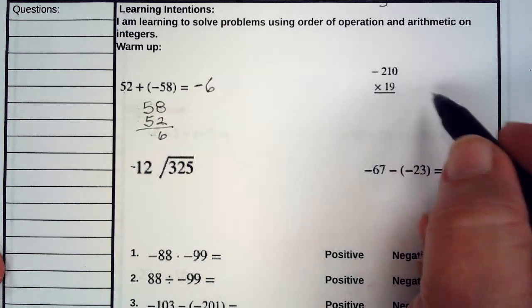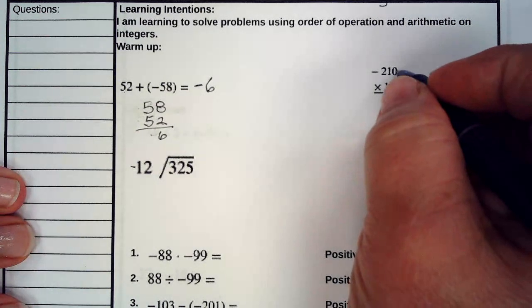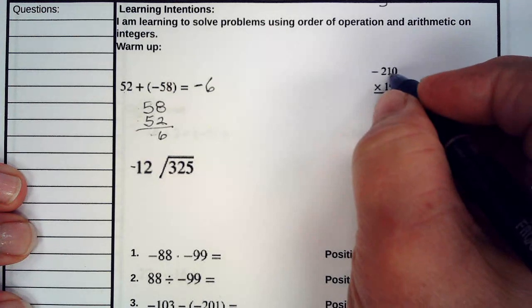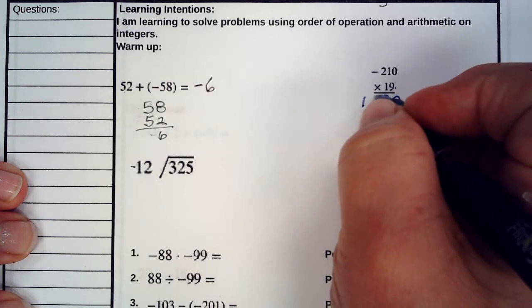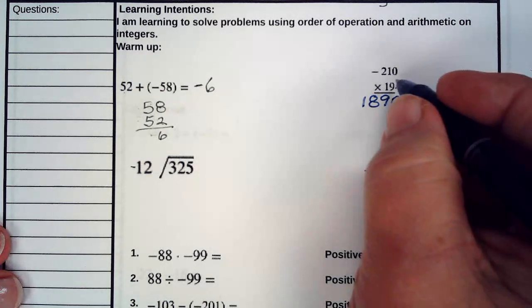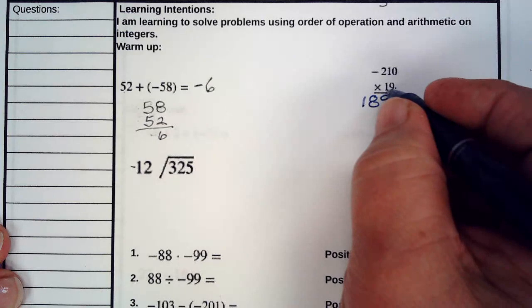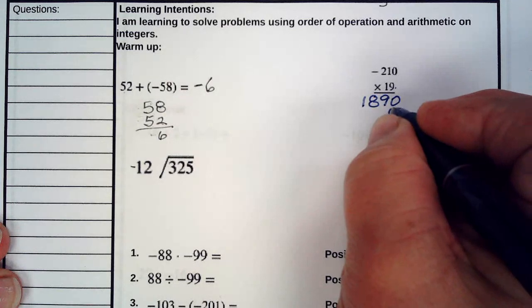For the next one, this is multiplication. I'm going to start by multiplying by 9. 9 times 0 is 0. 9 times 1 is 9. 9 times 2 is 18. Okay, I've multiplied everything by 9. Now, I'm also going to have to multiply everything by 1. It's actually a 10. So I've put a placeholder.